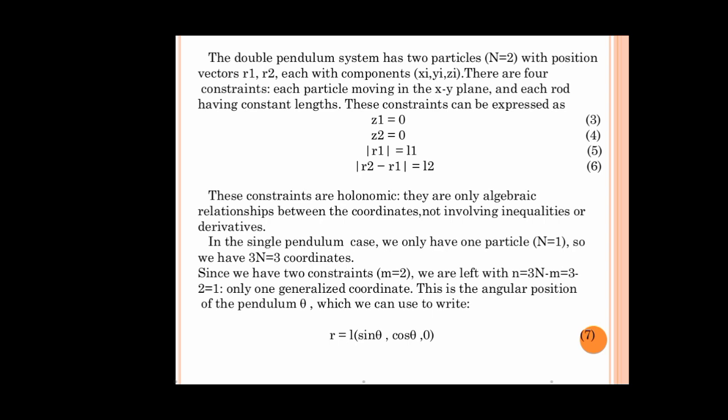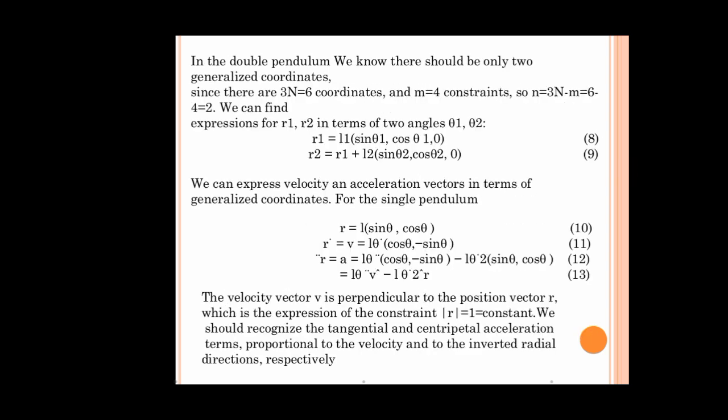Okay, r is equal to l (sin theta, cos theta, 0). Next, r1 is equal to l1 (sin theta1, cos theta1, 0). r2 is equal to r1 plus l2 (sin theta2, cos theta2, 0). So that's a subscript 2, not a square. So it's theta1 and theta2, and 0.